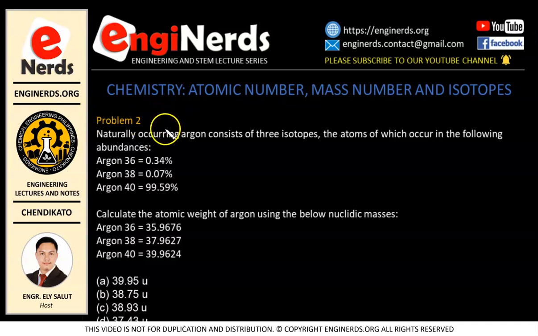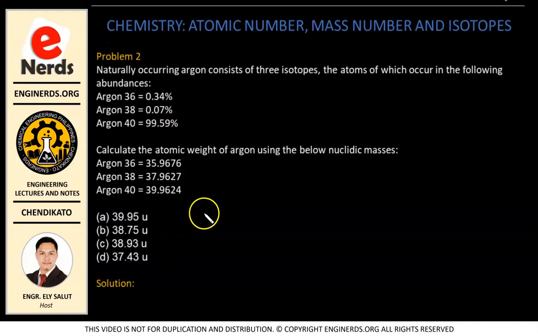So for problem number 2, we have naturally occurring argon consisting of 3 isotopes, the atoms of which occur in the following abundances. We have argon 36, which is 0.34%, argon 38, which is 0.07%, and argon 40, which is 99.59%. So calculate the atomic weight of argon using the below nucleic masses.